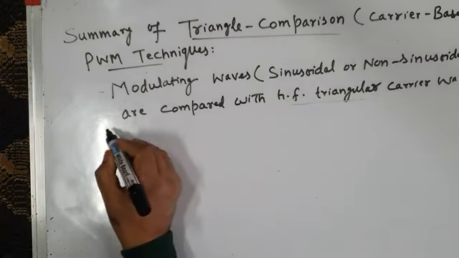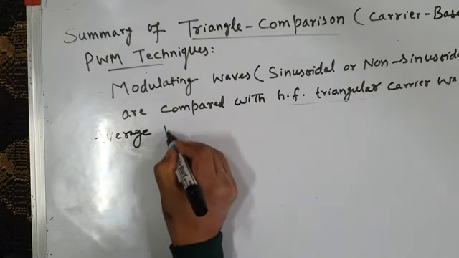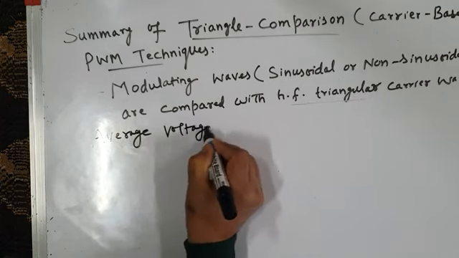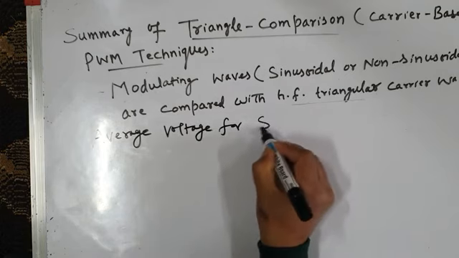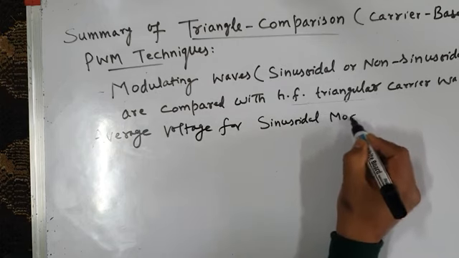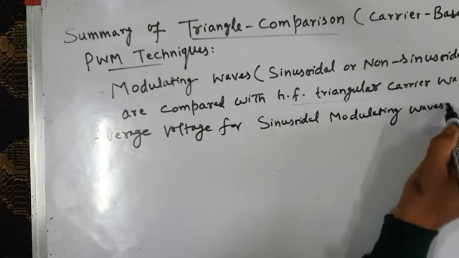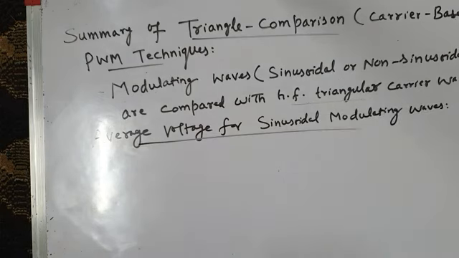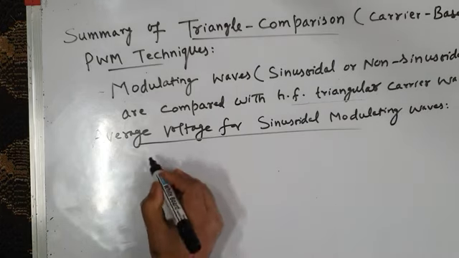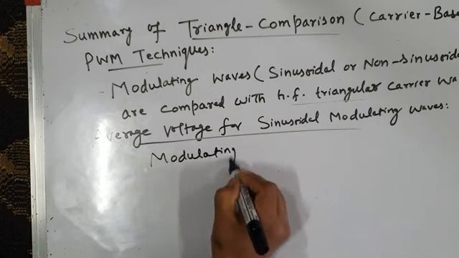Now let me discuss with you average voltages for sinusoidal modulating waves. When I say average voltages, it means instantaneous average pole voltages, instantaneous average line voltages, and instantaneous average phase voltages. Now, if our modulating waves are sinusoidal, they are given as follows.